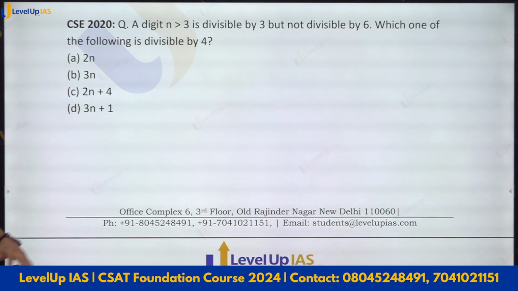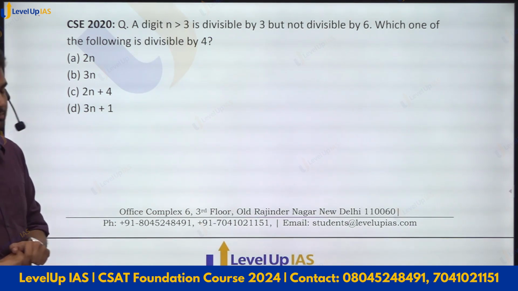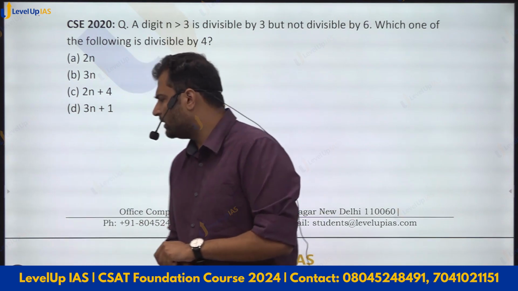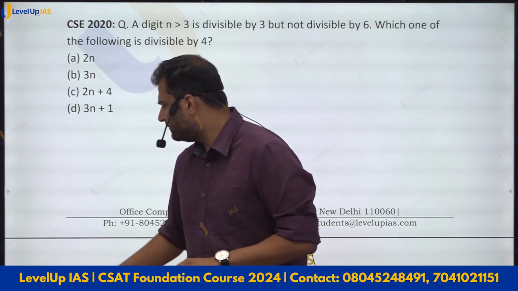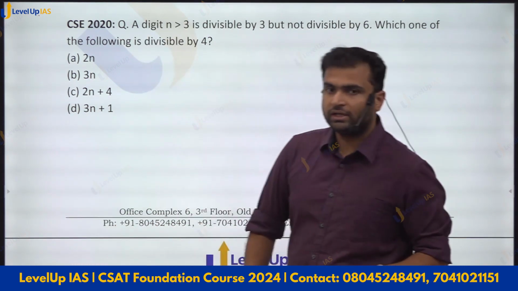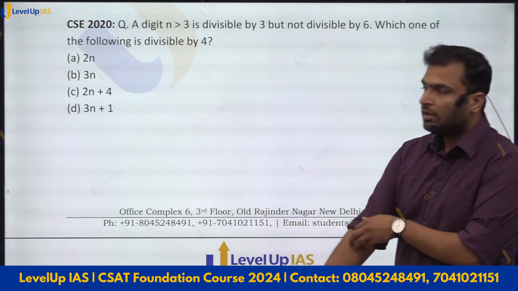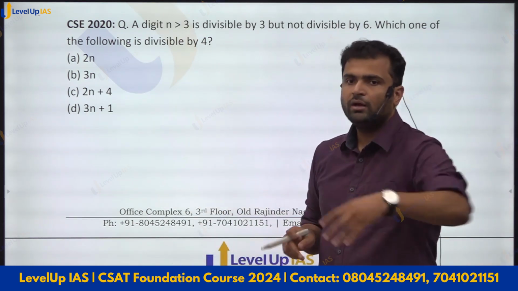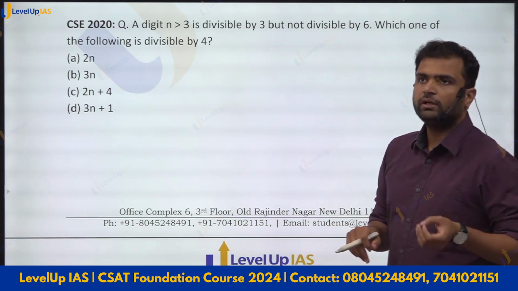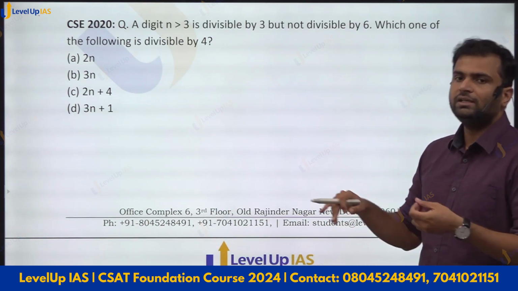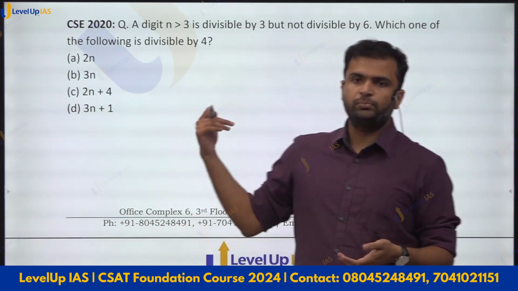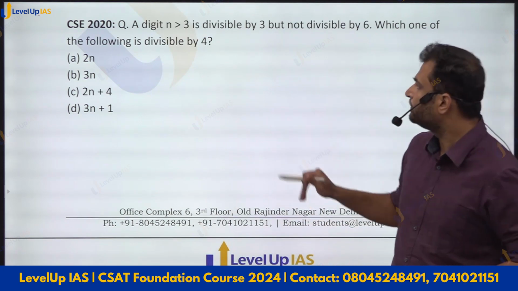A digit n greater than 9 is divisible by 3 but not divisible by 6. Okay. Which one of the following is divisible by 4? Now this is not a very difficult question. Unfortunately, it is a wrong question because none of the options are actually correct. But I can tell you how to tackle this type of questions rather than this particular question, because this is a wrong question.